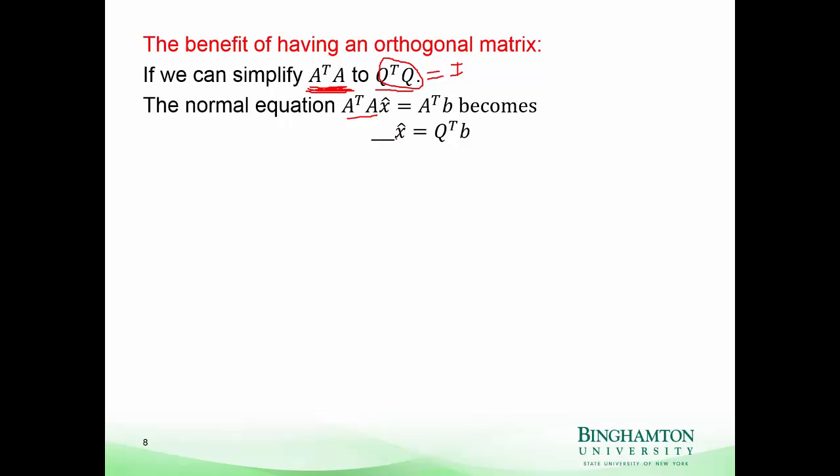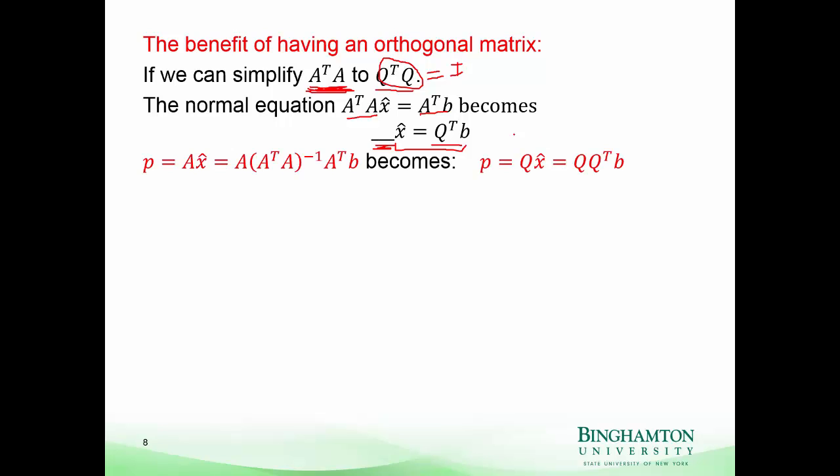But remember, that's equal to the identity matrix. So that's why we've left a blank here. Then over on the other side, we would just have Q transpose times B. And so now our act of finding the coefficients for projection, solving the normal equation, becomes very, very easy. We don't even have to do anything to solve it. We just take B and multiply it by Q transpose. That's hardly anything compared to having to invert A transpose A.